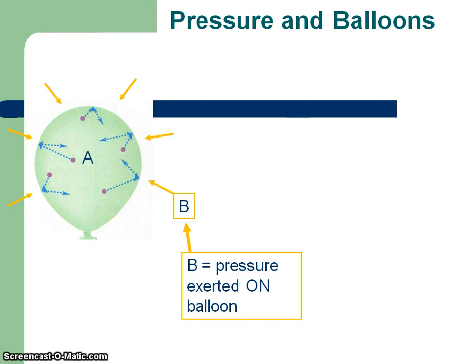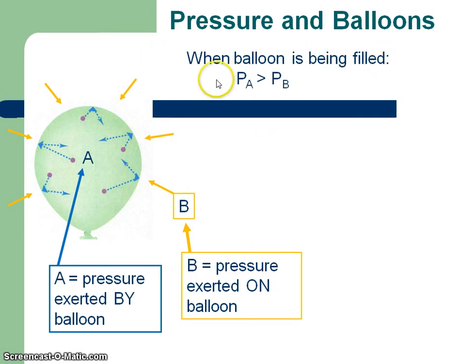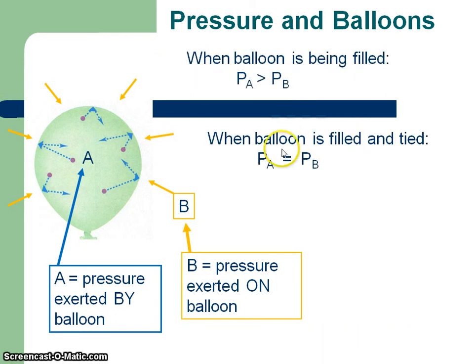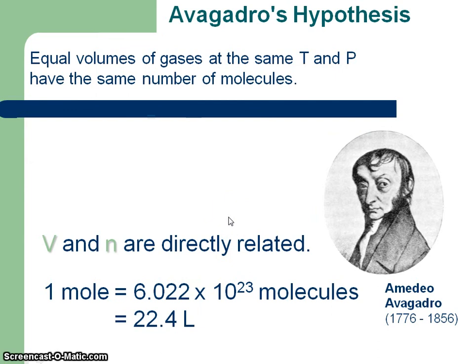Let's talk a little bit about what's going on. You have pressure inside the balloon pushing out from the molecules hitting the outside. You also have pressure exerted on the balloon from the molecules that are in the air. Okay? When a balloon is being filled, the pressure inside is bigger than pressure outside. When a balloon is filled and tied, the pressure outside and inside are equal. When a balloon deflates, the pressure outside is bigger than the pressure inside. Make sense? Okay. Let's do one more law.